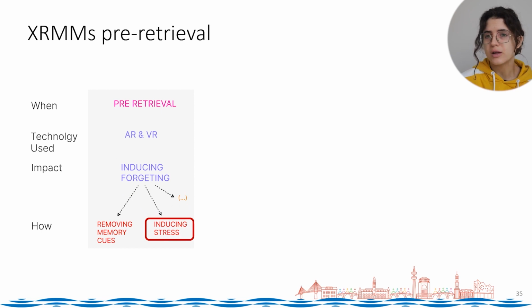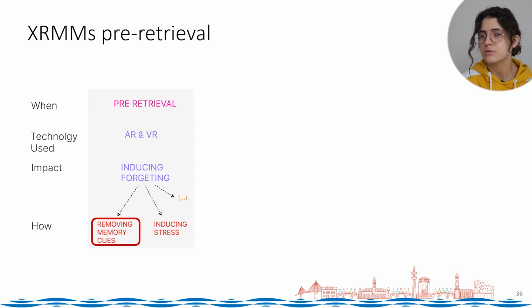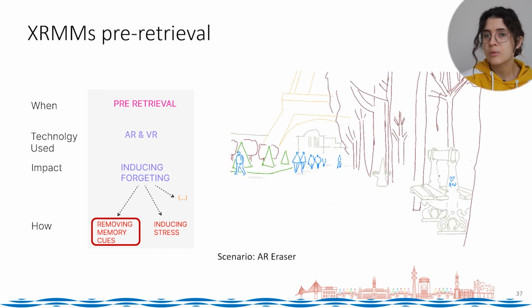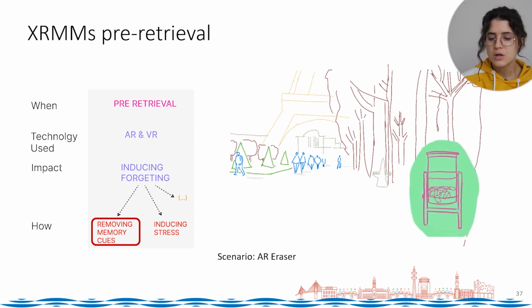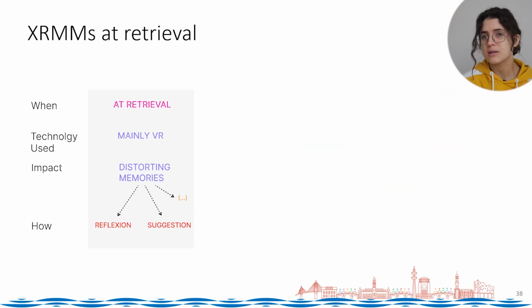XRMMs pre-retrieval are also based on AR or VR and aim at inducing forgetting. One possible way is by inducing stress, because the ability to access a memory can be blocked by stress or under pressure, or by removing memory cues, because memories that are rarely or never recalled will be forgotten faster. For example, in the scenario AR eraser, someone uses AR glasses to hide in their environment all the elements associated with their former partner, which they want to forget faster.